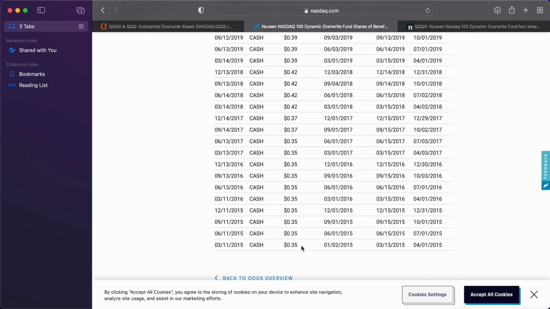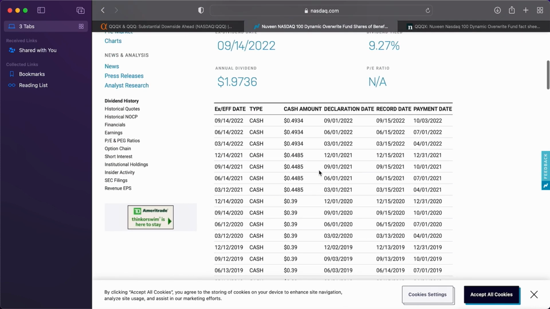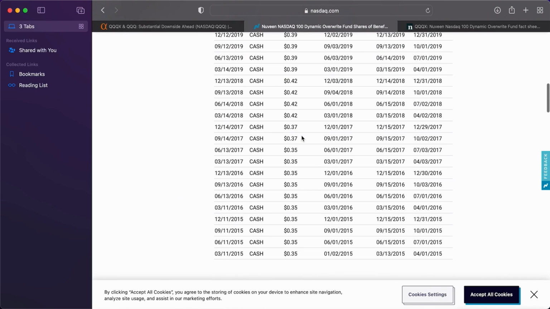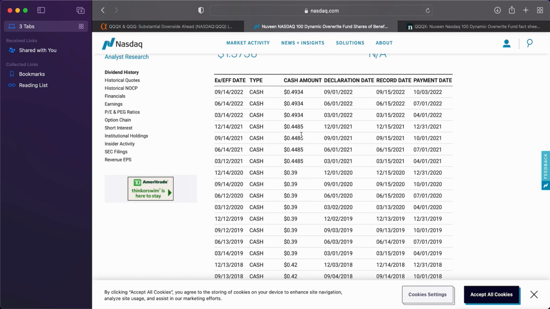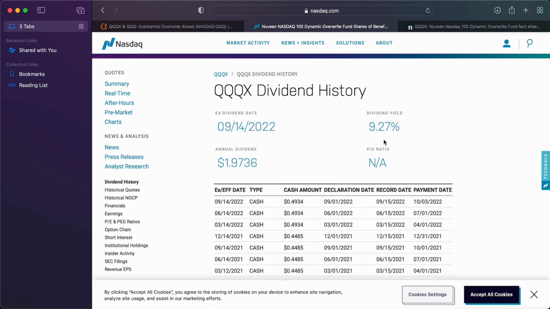Now going back to 2015, 35 cents was the amount that they were paying out, and this was on a quarterly basis. And you'll see that gradually over time they've been able to increase this cash amount, and now we're sitting at 49 cents. So you're actually getting a fixed amount of dividends that will go into your brokerage account. And it's paying out a pretty good amount of dividends there. I mean, going from 35 to 49, you're not only getting that increase in dividends, but when you look at the dividend yield, right now it's standing at 9.27%.